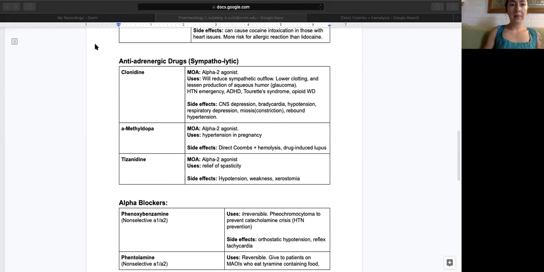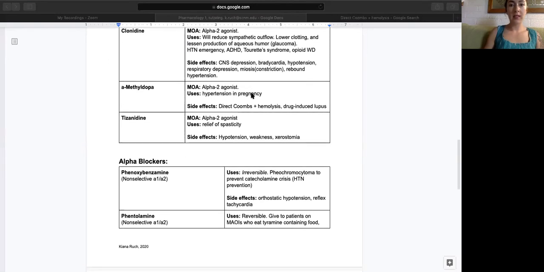Methyldopa, I would note pregnancy, one word there, pregnancy. Also, for the side effects of methyldopa, I would just like to point out that direct Coombs positive hemolysis and drug-induced lupus are both examples of what?